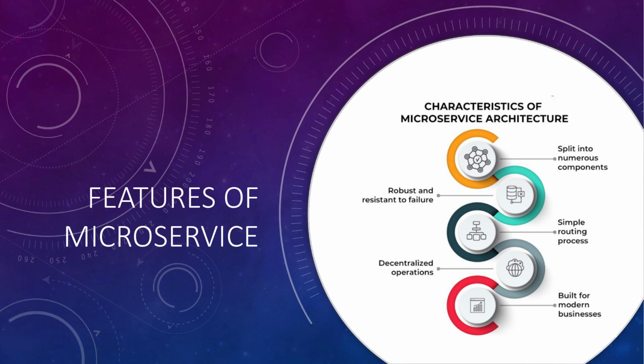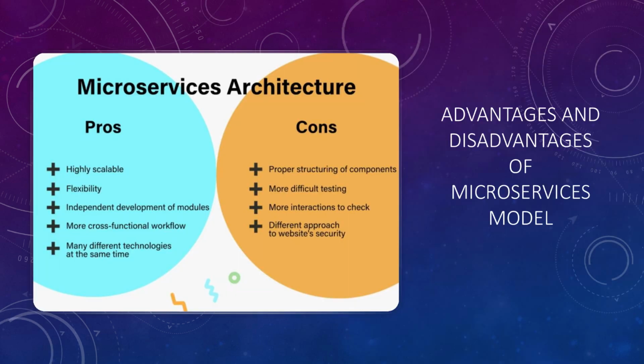Thirdly, with a simple routing process, it ensures seamless communication and interaction between individual components. Also, it has decentralized operations where each service functions independently. Lastly, due to its valuable features, this type of architecture is widely adopted in modern business. Now we will cover the pros and cons of microservices.